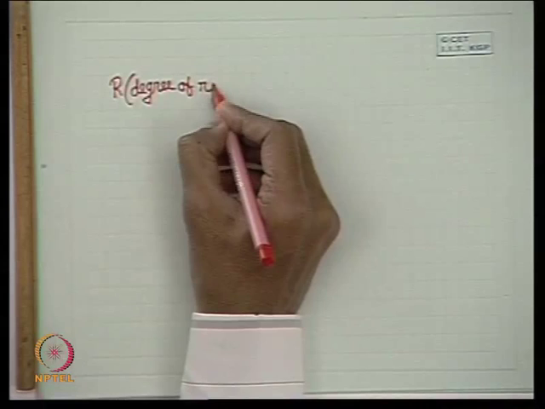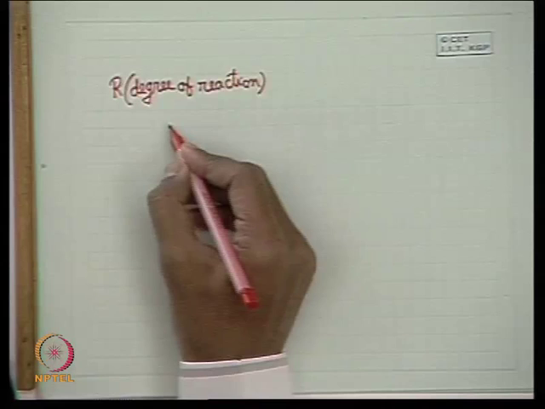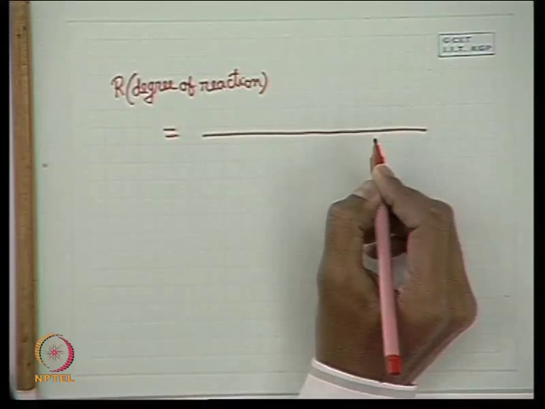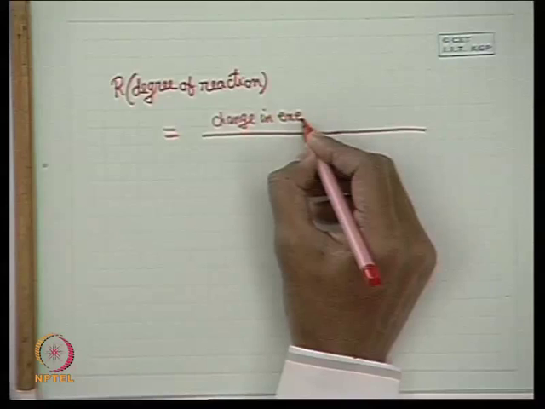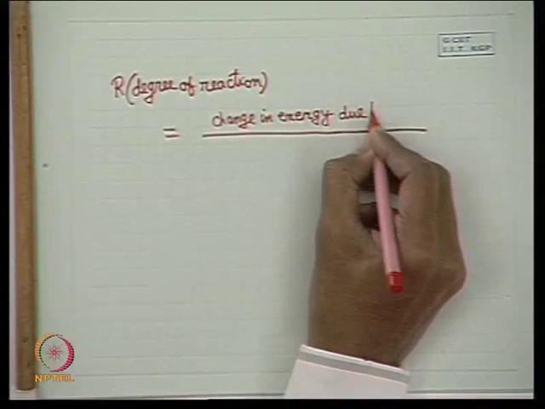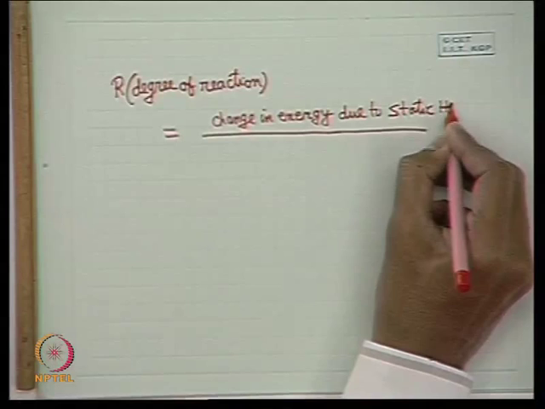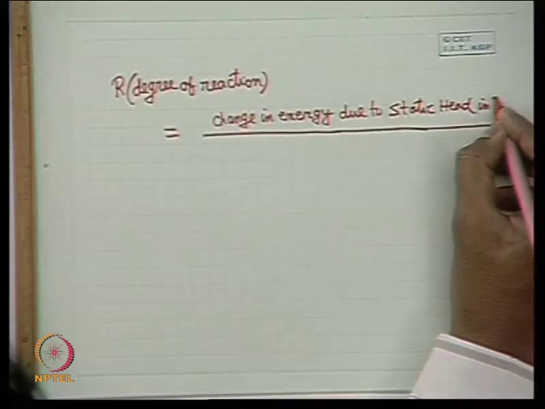How did you define degree of reaction in turbo machines or hydraulic machines? Please tell me. The degree of reaction is the change in energy due to static head in the rotor, that is most important, static head in rotor divided by the total change in total energy.